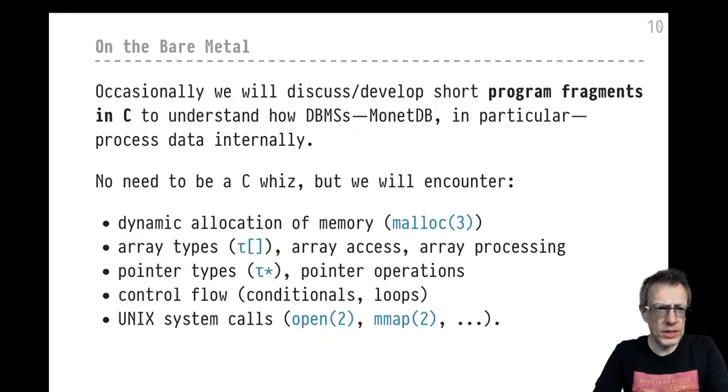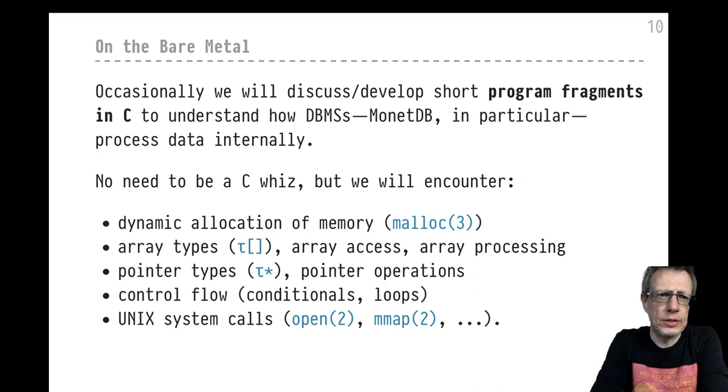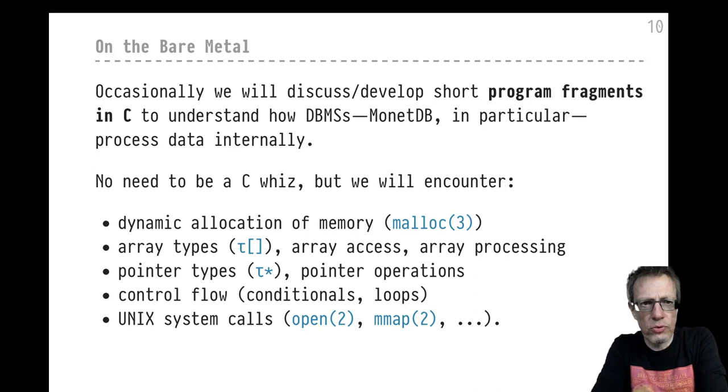In particular, when it comes to the discussion of MonetDB, we will sometimes touch the bare metal, the bare internals of your computer systems, and to understand how MonetDB internally provides you with really superior query performance on modern CPUs, there will be times when we have to resort to programming in C. So now and then you will see brief program fragments in C in this course. We will experiment with such program fragments, and we will run benchmarks on them just to understand how the design decisions of MonetDB make the best use of your modern CPUs.